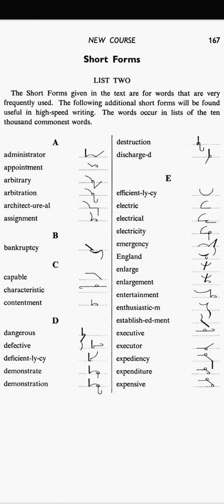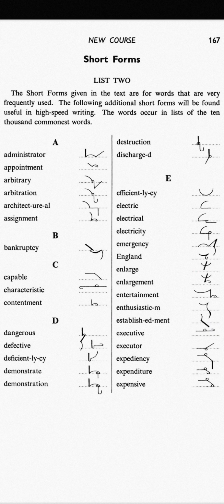हेलो स्टूडेंट्स, आफ्टर कंप्लीशन ऑफ लिस्ट 1 ऑफ शॉर्ट फॉर्म्स आज हम करेंगे लिस्ट 2 ऑफ शॉर्ट फॉर्म्स. The short forms given in the text are for words that are very frequently used. शॉर्ट फॉर्म्स क्या होती हैं? जो एक टेक्स्ट में वर्ड्स बार बार रिपीट होते हैं उनको हम शॉर्ट फॉर्म्स के रूप में समझते हैं.